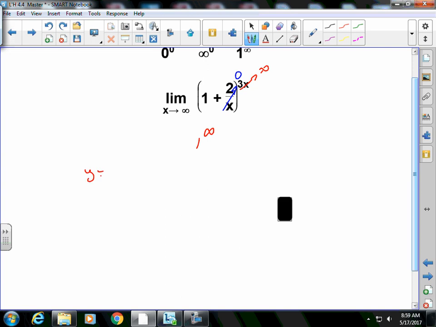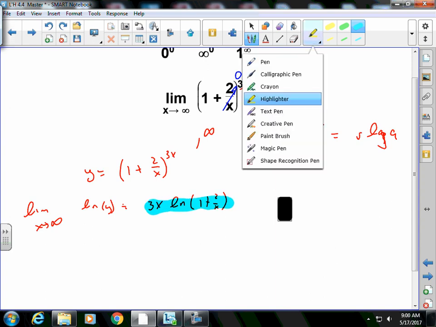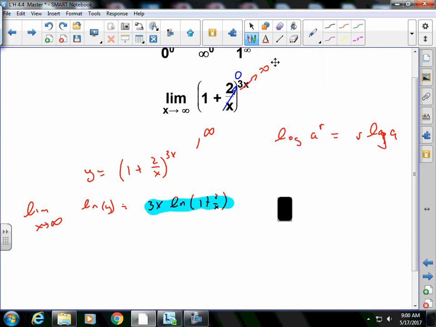I'm going to say y is equal to 1 plus 2 over x, to the 3x. Then I'm going to apply the natural log to both sides. I'm going to kick out the exponent. Remember, you have the log of a to the r is equal to r log a. I still want the limit as x approaches infinity. And when I evaluate that, all I'm concerned about is not the left-hand side, but just the right-hand side. The left-hand side will take care of itself. I'm going to work on the right-hand side.